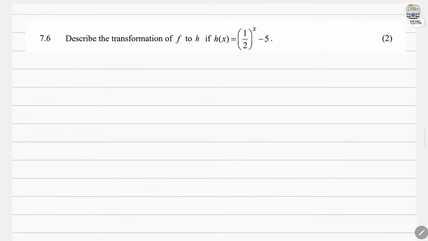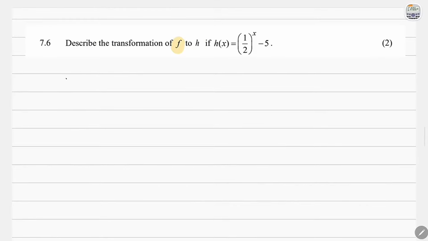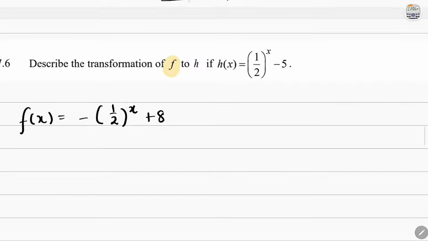7.6 says, describe the transformation of f to h if h of x is equal to 1 over 2 raised to the power of x minus 5. Let's look at them side by side. f of x was negative and then 1 over 2 raised to the power of x plus 8, and h of x is, as we can see, we can just compare. So what happened first? Notice how this is no longer negative. It's now positive here.